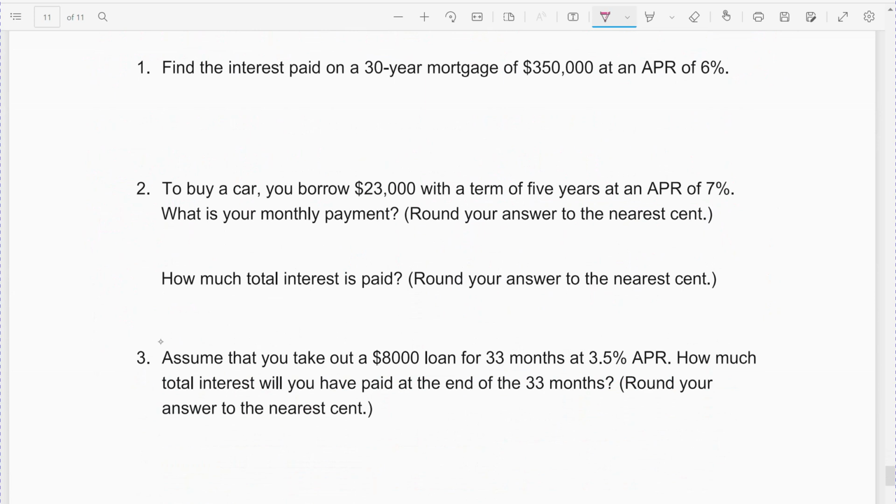All right, for some reason I started the numbers over again. But, well, okay, problem number 1 again. Find the interest paid on a 30-year mortgage if your APR is 6%.